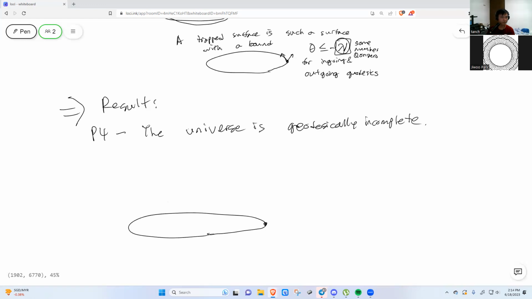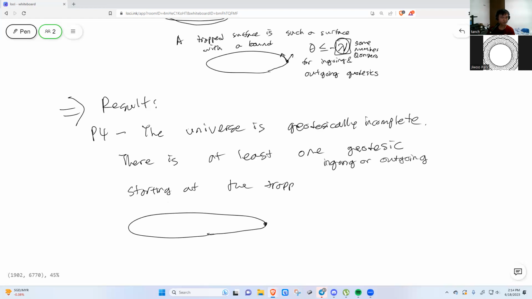So basically there is at least one geodesic, ingoing or outgoing, starting at the trap surface that is inextendable in the spacetime, and let me explain what I mean by that.